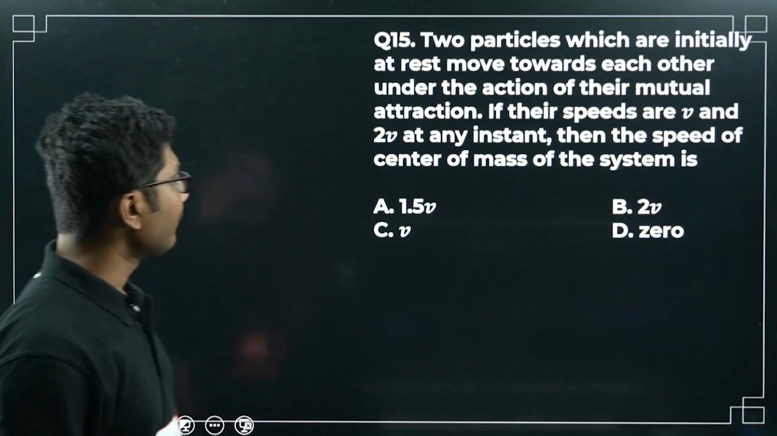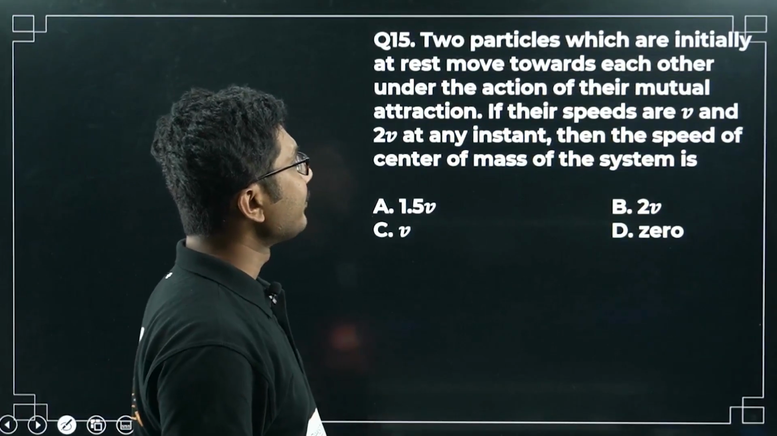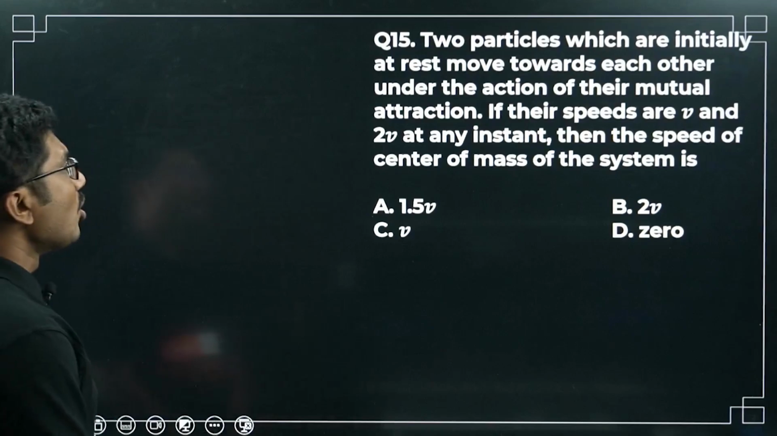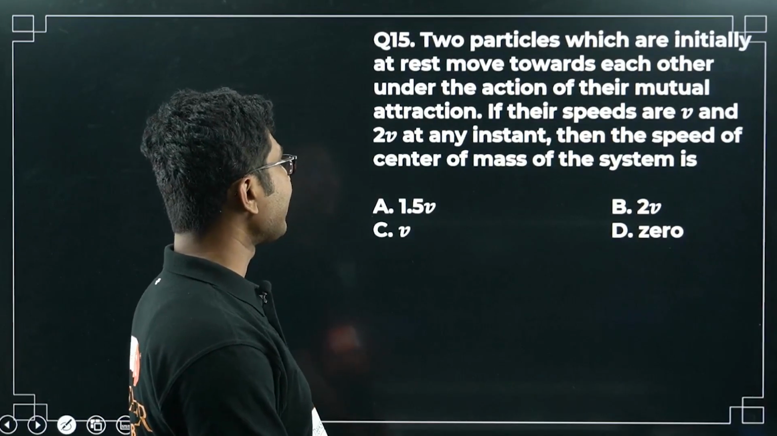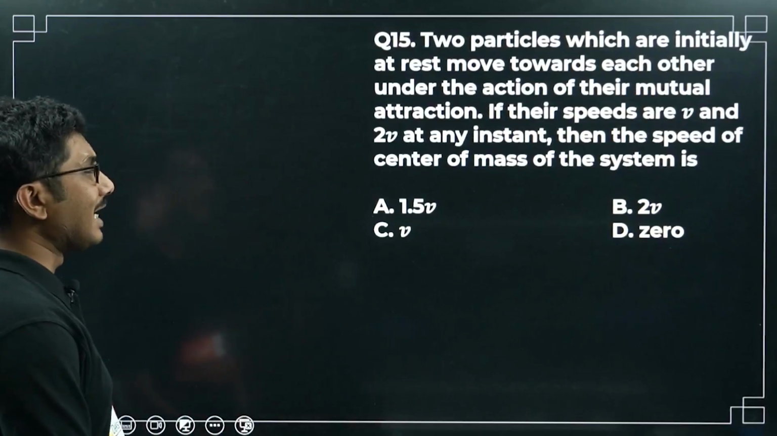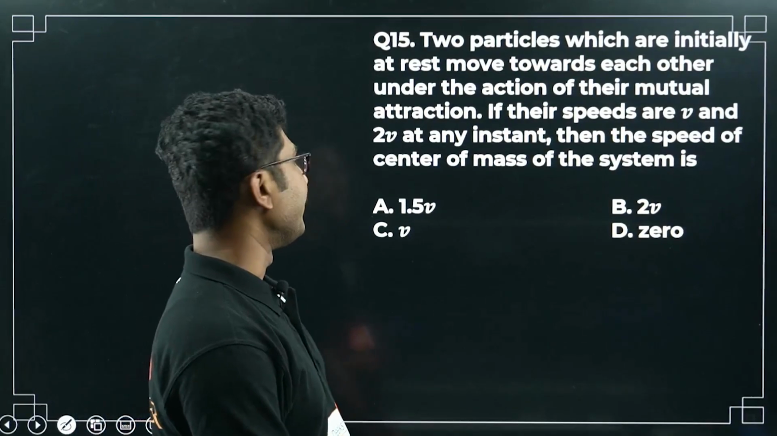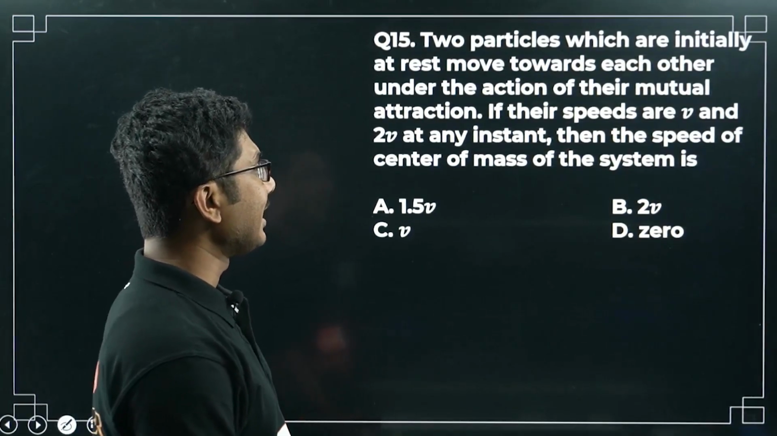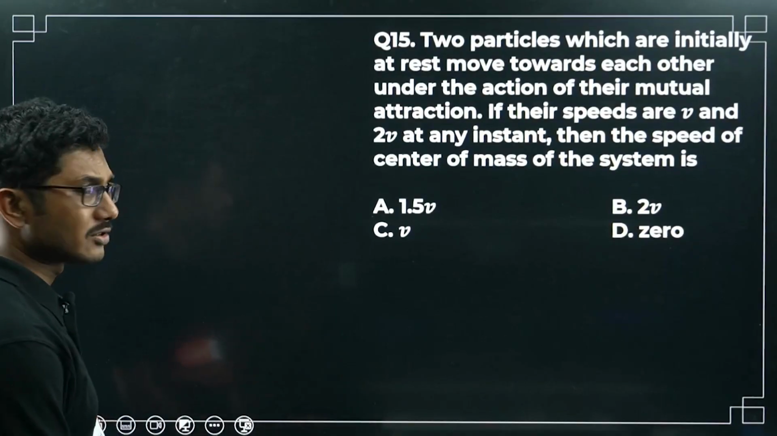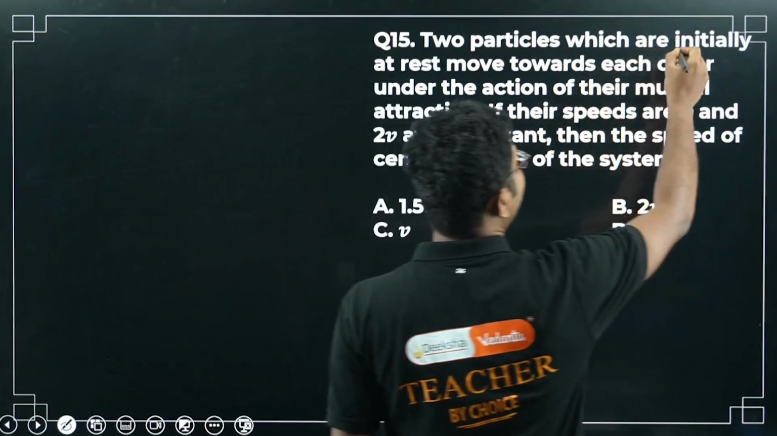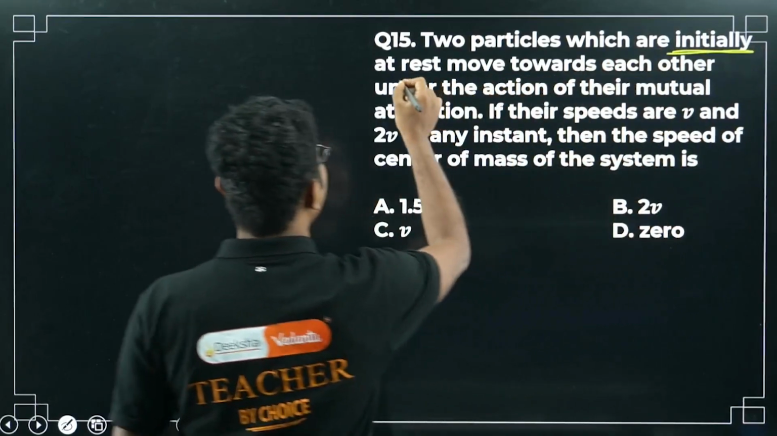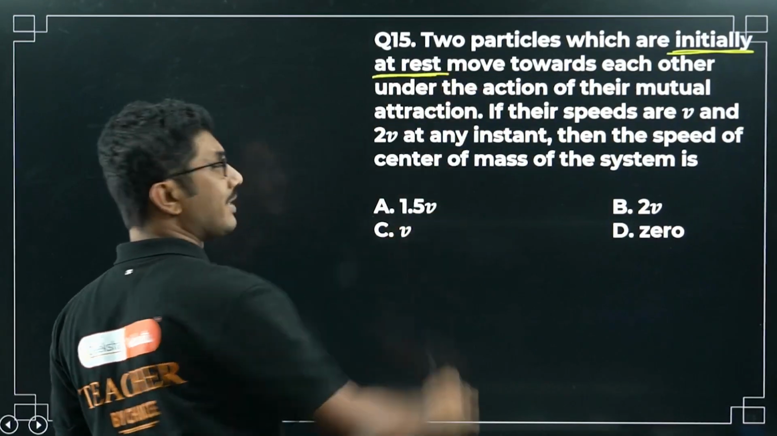Now question number 15. Two particles which are initially at rest move towards each other under the action of their mutual attraction. If their speeds are v and 2v at any instant, then the speed of the center of mass of the system is... So first of all, the two particles were initially at rest.